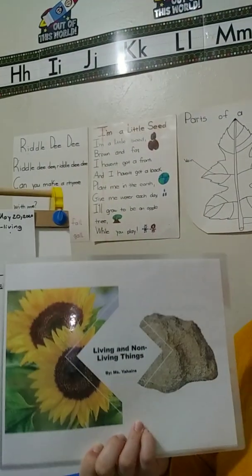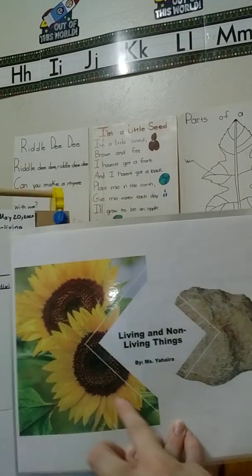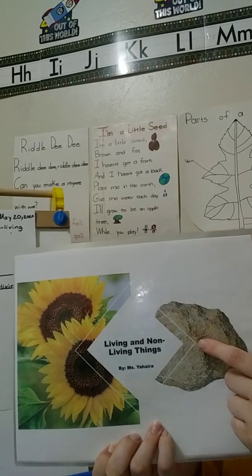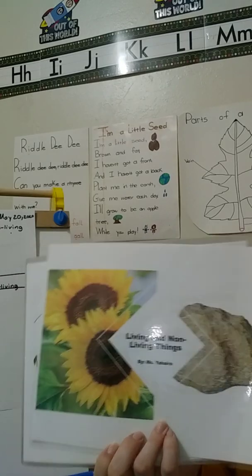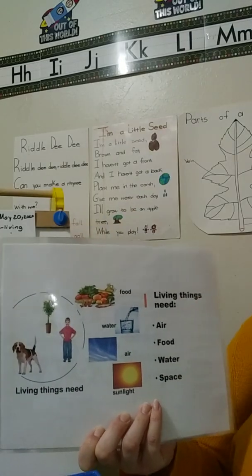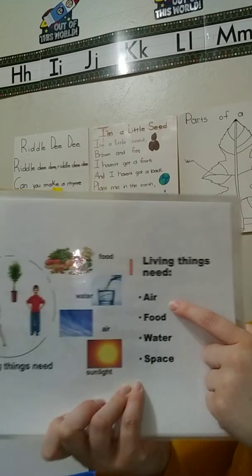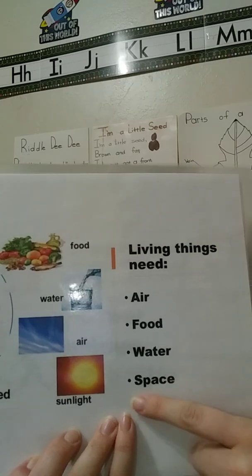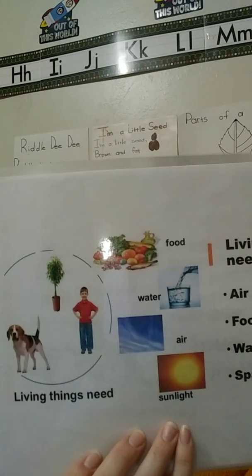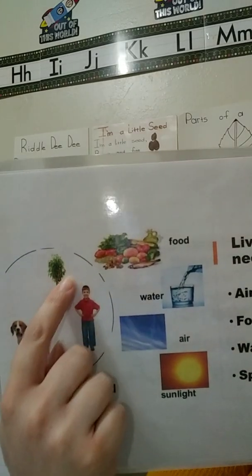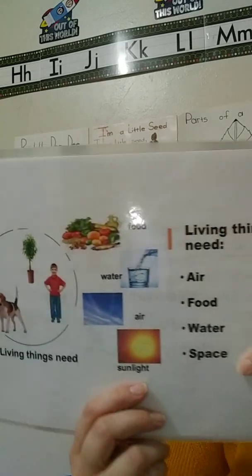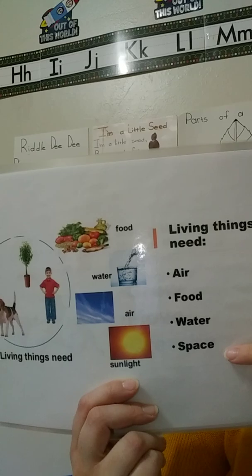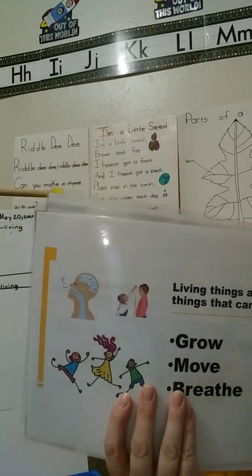Let's begin. Right here is a sunflower. Is it living or non-living? How about a rock? Is it living or non-living? Let's begin. It says living things need air, food, water, and space. Do you see? Just like plants, animals, and people, we need air, food, water, and space. That's how you know it's a living thing.